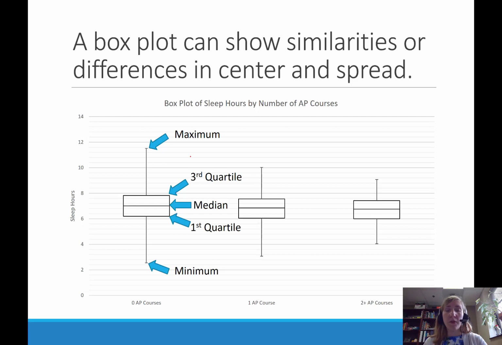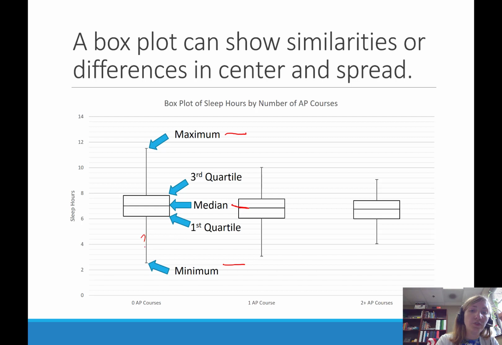The minimum is the smallest value in the dataset. The maximum is the largest value in the dataset. The median, or second quartile, is the middle value of the data. The first quartile is the midpoint of the minimum and the median, while the third quartile is the midpoint of the median and the maximum. Therefore, each section of the box plot contains 25% of the data.